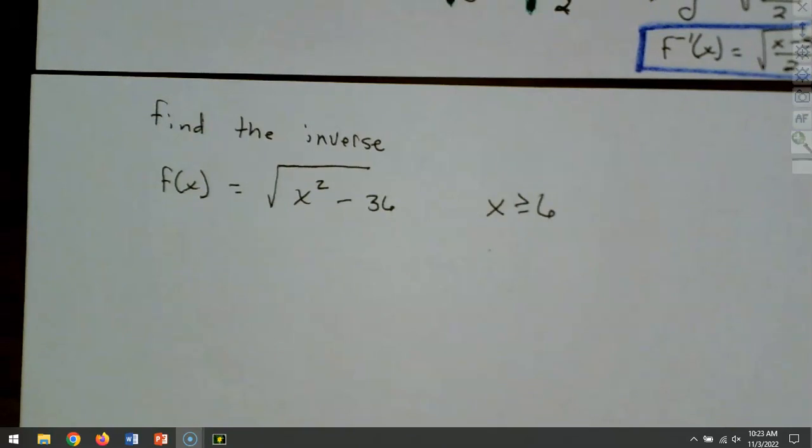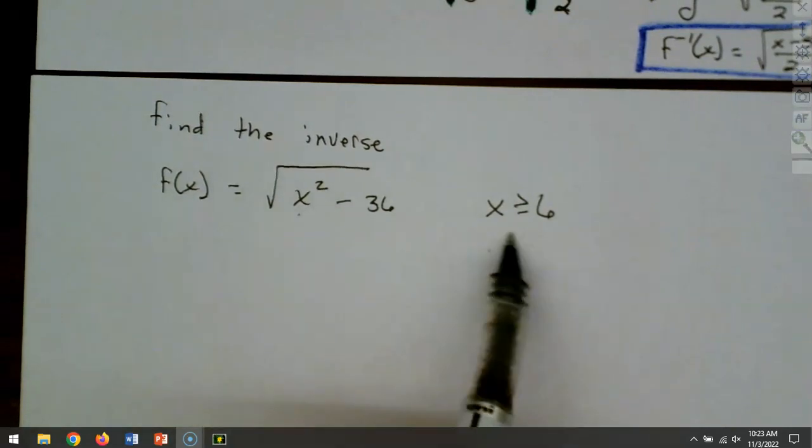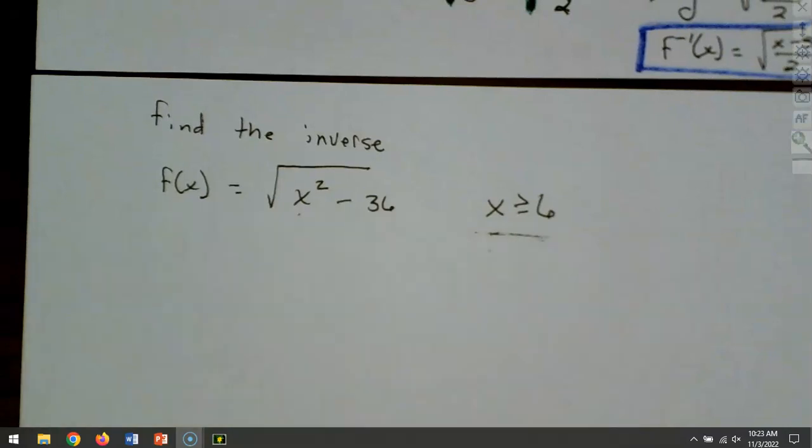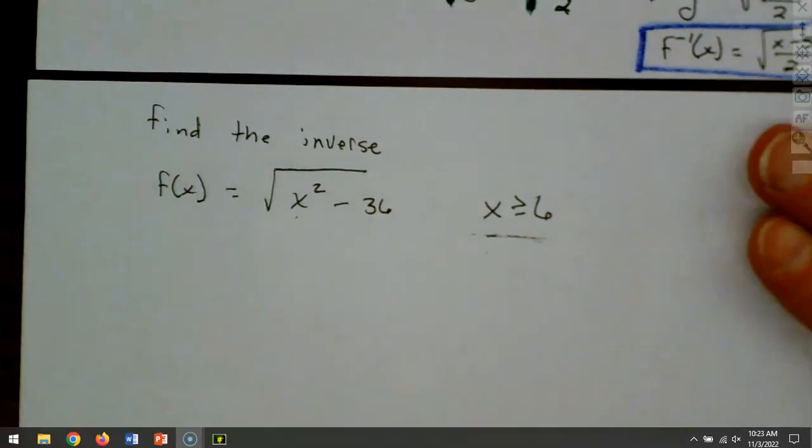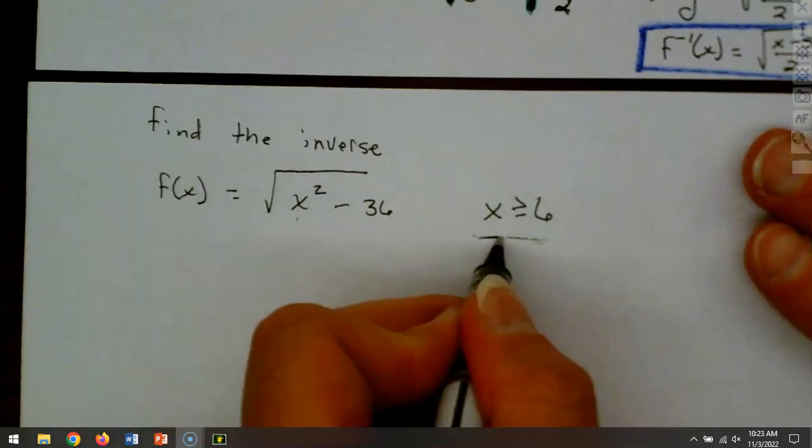Now, first off, does it have an inverse? Yes. Even though it's squared, we restricted the domain. So we restricted the domain to be x is greater than or equal to 6. That way it works. If it fell below, you would end up with imaginary numbers. So we restricted the domain.